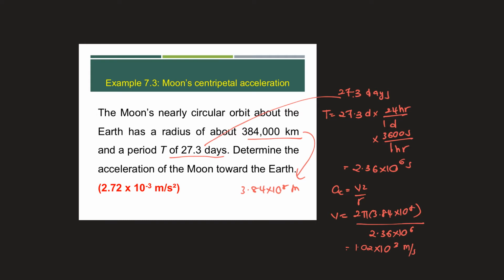The question asks you to find the centripetal acceleration. Therefore, we put it inside the formula a_c equals v squared over r. So you are going to get (1.02 times 10 to the power of 3) squared over 3.84 times 10 to the power of 8. You are going to get 2.72 times 10 to the power of negative 3 meter per second squared. So you got it? Good. Very easy, right, for this one. Let's move on to the next part.